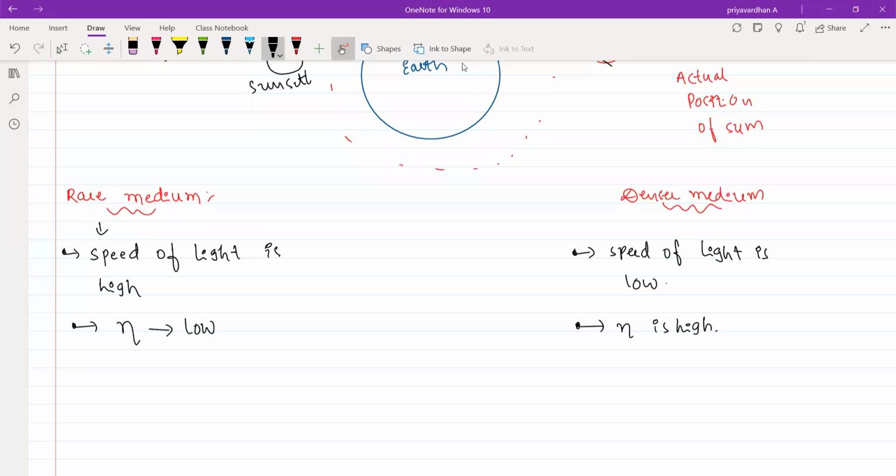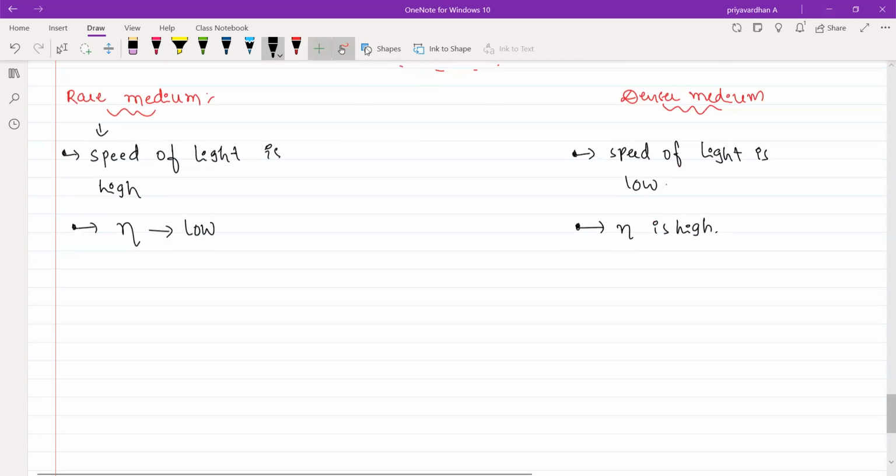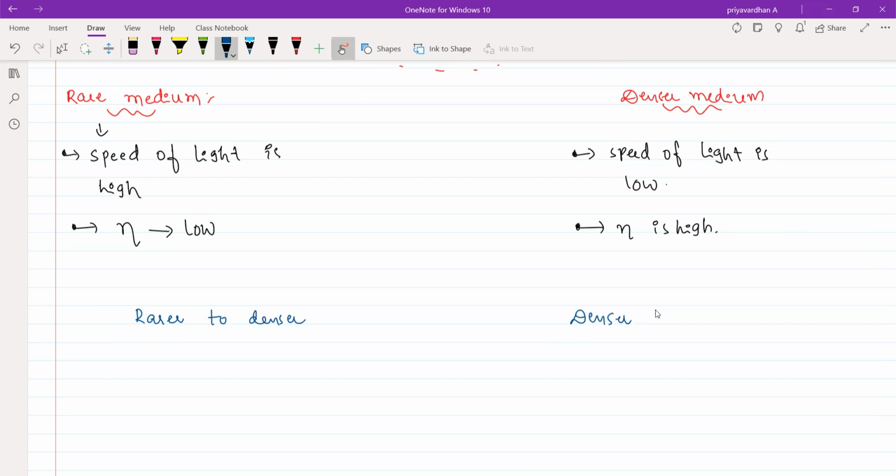Whenever light is entering from a rarer medium to a denser medium, they'll ask you questions like this: how will the light bend, and from a denser medium to a rarer medium, how will the light bend? All these questions will be asked. Assume light is entering from rarer to denser, and one more, I'll take from denser to rarer. There must be a bend, right? From one medium to another medium.